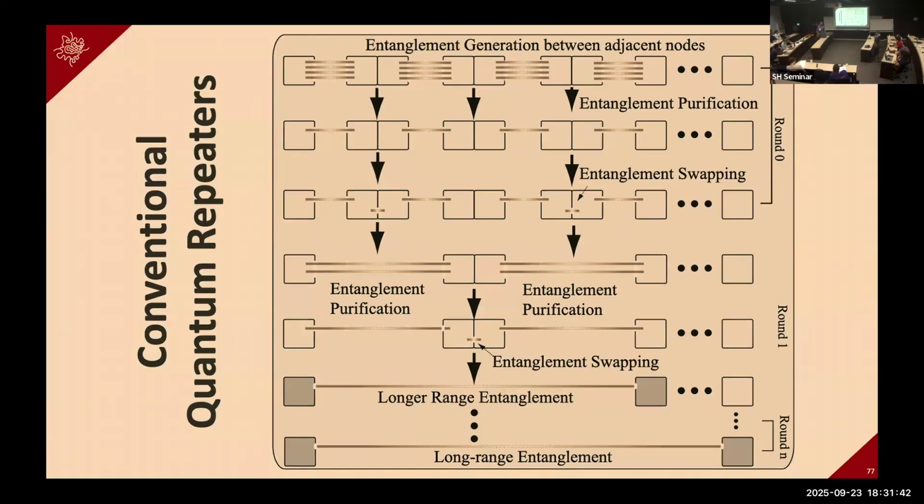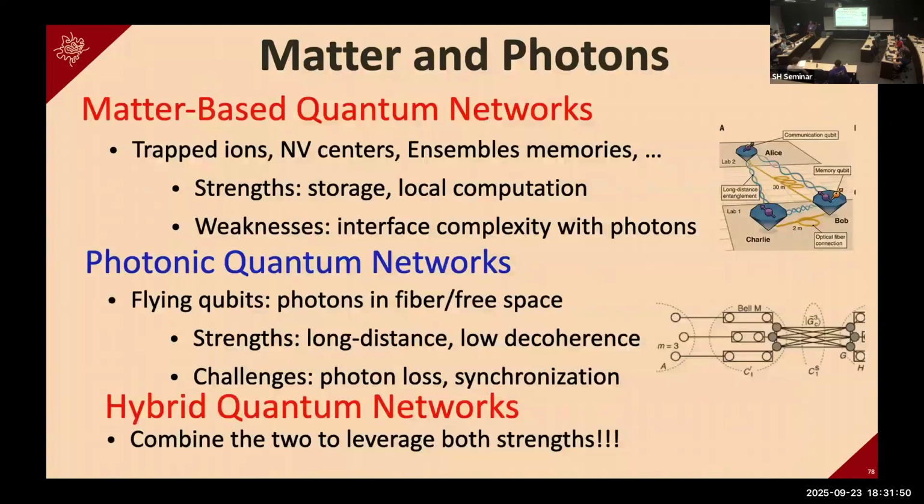So that is an interesting question. Do I want to use matter memories at all? Do I want matter-based repeaters, matter-based systems, or do I want all photonic? I don't know. There are advantages in both. So trapped ions, NV centers, ensemble memories: good storage, local computation. Some of them have problems interfacing with photons. Photonic quantum networks, photons in fiber or free space: long distance, low decoherence, but challenges are synchronization, photon loss, generating single photons. Maybe I combine a little bit of both. People are thinking about all of these ideas at the moment.